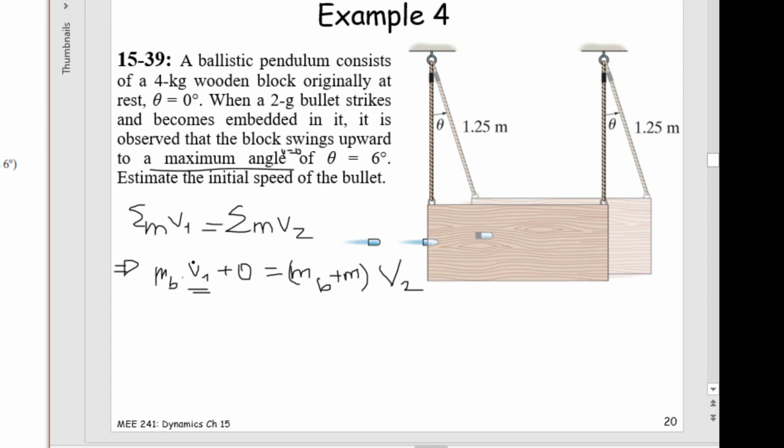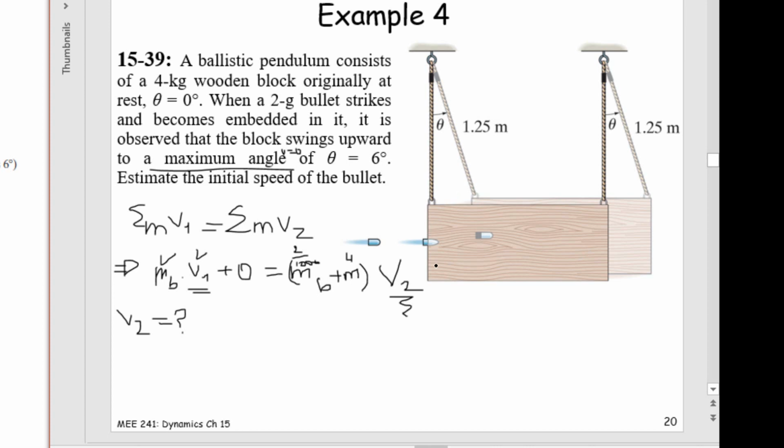Now I need to find this v1, but I don't know v2 either, so I need to find v2 as well. I know the bullet mass, it's 2 over 1000, and I know mb plus m, because this is 4 and this is 2 over 1000. So I need only to find v2. If I know v2, I can find v1. How do I find v2? I'm going to take this block as my free body diagram.